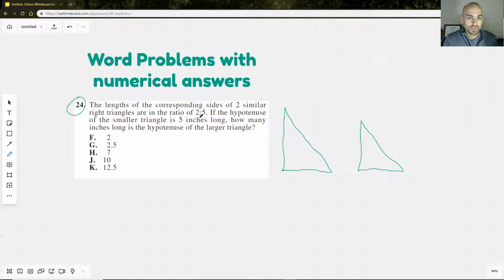Are in the ratio of 2 to 5. Right? So this is essentially, if this is the bigger triangle, this is our 5 and this is our 2, right? Like that in terms of how they compare to each other. Right? I'm going to even put the ratio marks here between the two.